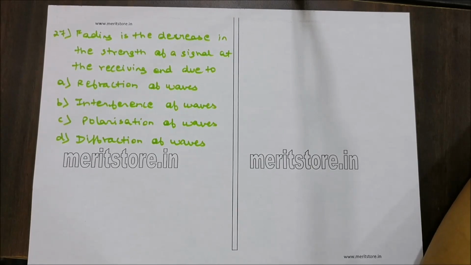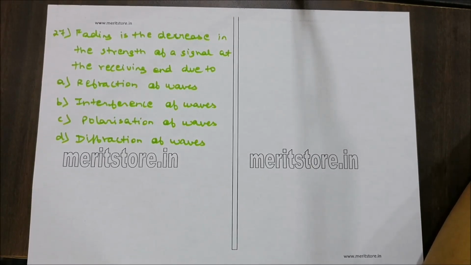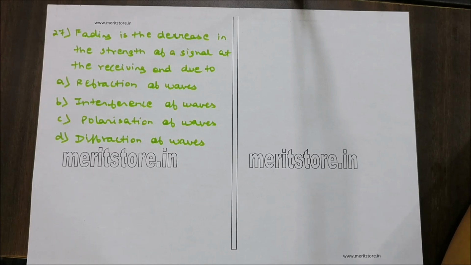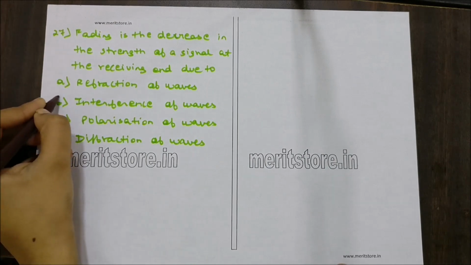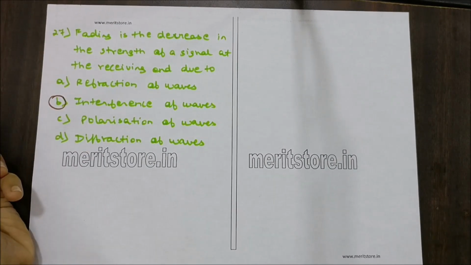Question 27. Fading is the decrease of the strength of a signal at the receiving end and it is due to A. refraction of waves, B. interference of waves, C. polarization of waves, D. diffraction of waves. Over here there is interference which takes place and leads to fading. Therefore, B. interference of waves is the correct answer.